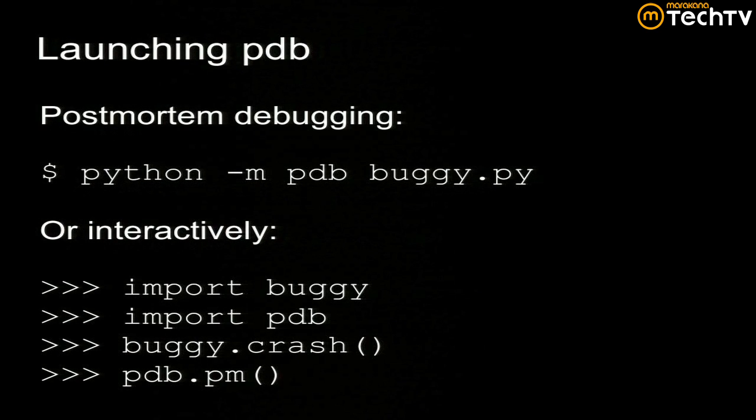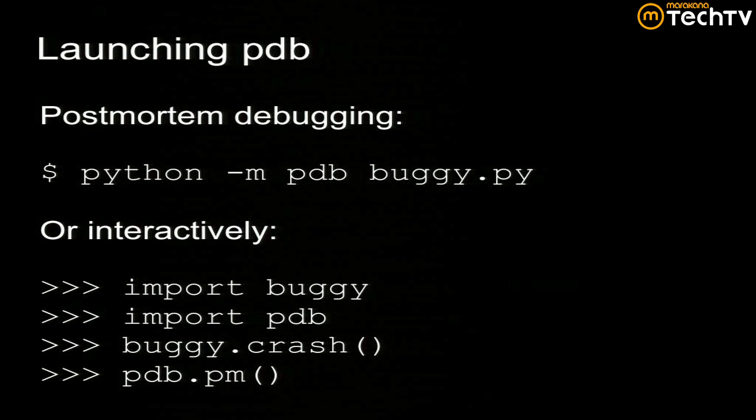So, launching PDB. To get into PDB, there's a couple of ways. If you're investigating a crashing script, you might do post-mortem debugging. You can launch PDB by specifying the -m option to your Python executable, which takes a module name, and the module name for PDB is unsurprisingly PDB, and specify your script. That will start your script under the control of the debugger. You can tell it to run, and it will resume debugger control when your script crashes.